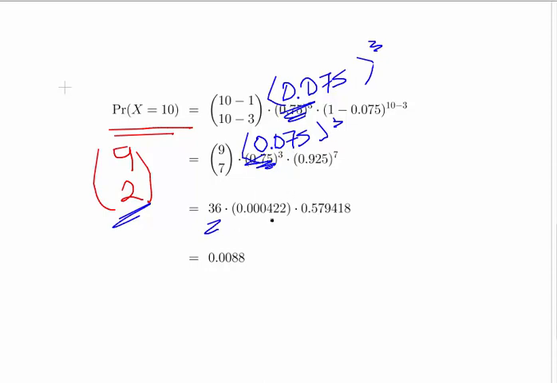0.075 cubed gives us 0.000422. And remember, I dropped the exponent there, so it should be 0.075 to the power of 3. And 0.925 to the power of 7. A bit of calculator work: 0.579418. You don't have to be as precise as I am, though you might be in this particular case because you're dealing with a really small number. But essentially, you should get an answer close to 0.088, which is just less than 1%. Okay. All right.